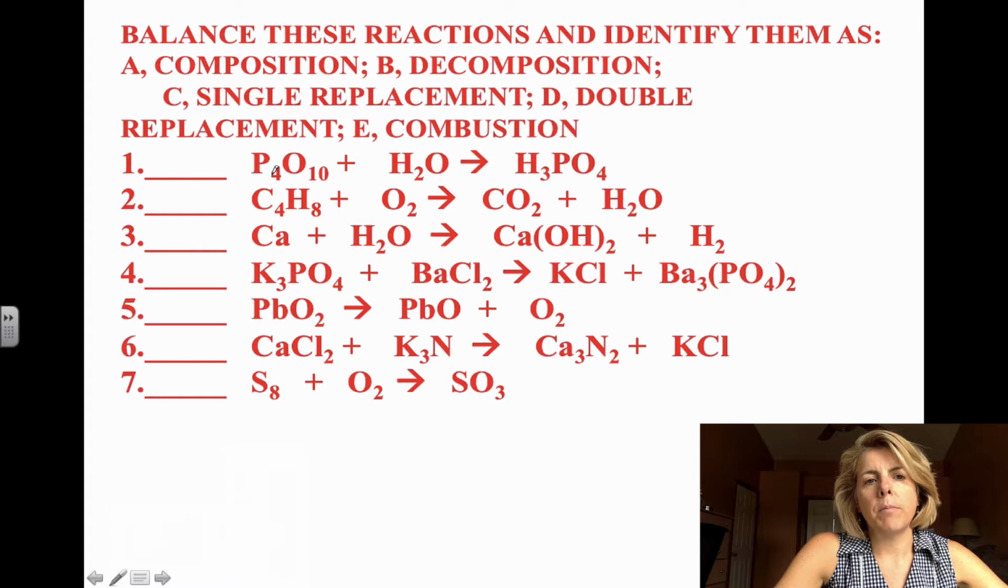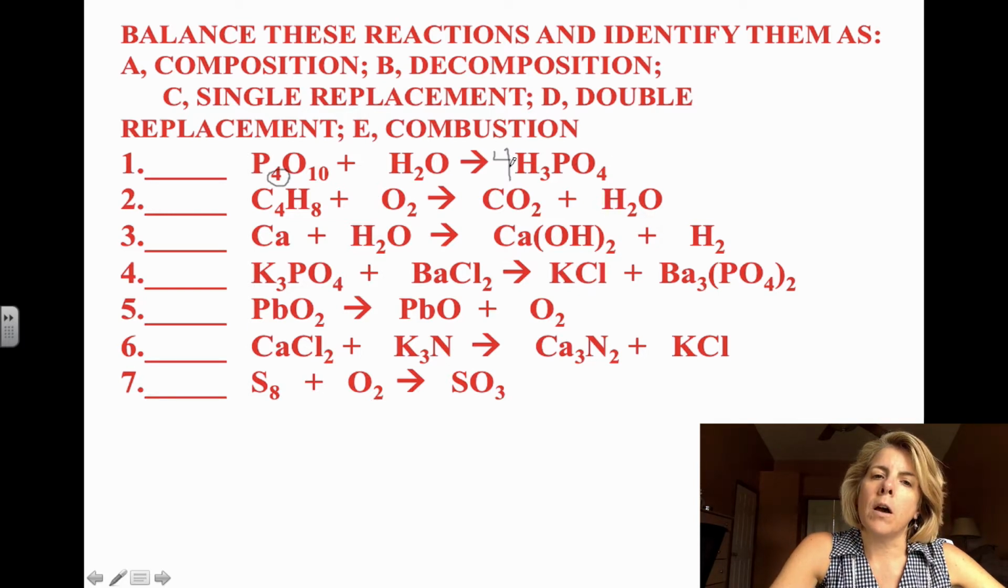Now my first reaction here, we have P4O10 reacting in water to give us H3PO4. Notice that there's a 4 here, and there's an understood 1 here. So I'm going to put a 4 in front of H3PO4. Now that gives me on the product side 12 hydrogen and 16 oxygen. So I want to balance off 10 oxygen here. I'm going to put a 6 in front of water and see if that helps balance everything out.